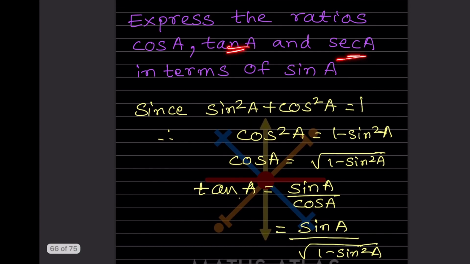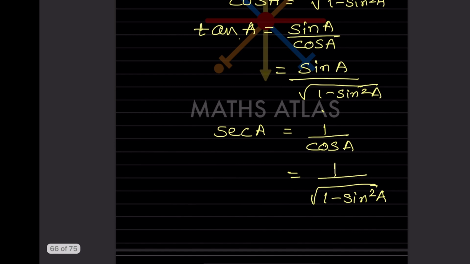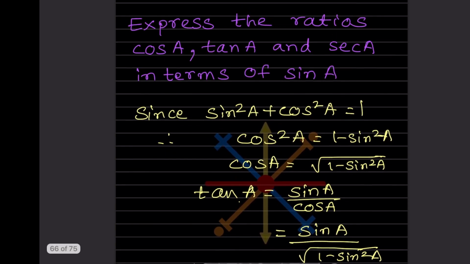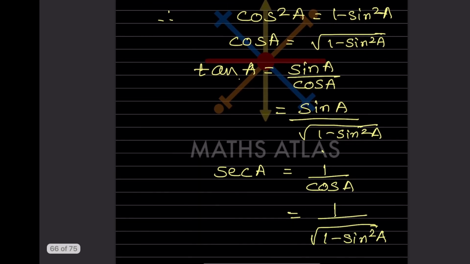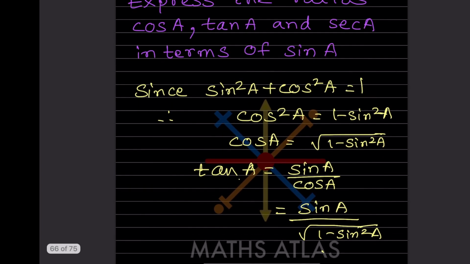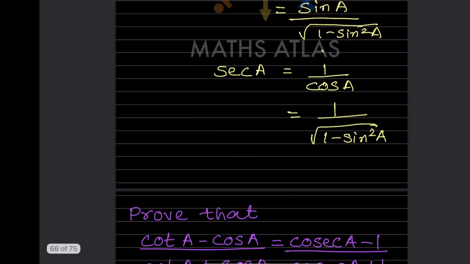Now let us see the sec A. Sec A is 1 by cos A, that is 1 by root of 1 minus sin square A. So we got all three ratios in terms of sin A. Here also sin A, here also sin A, and here also sin A, so they are in terms of sin A.